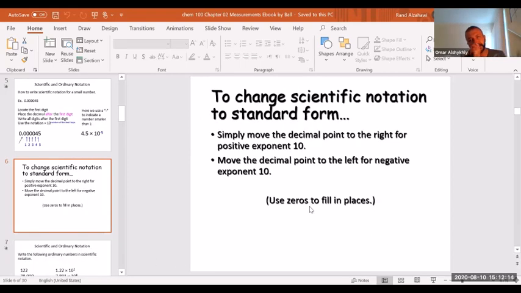Now, to change the scientific notation to standard form, the opposite, simply move the decimal point to the right for a positive exponent number and move it to the left for a negative exponent number. And we will use 0 to fill in the places. Look here.